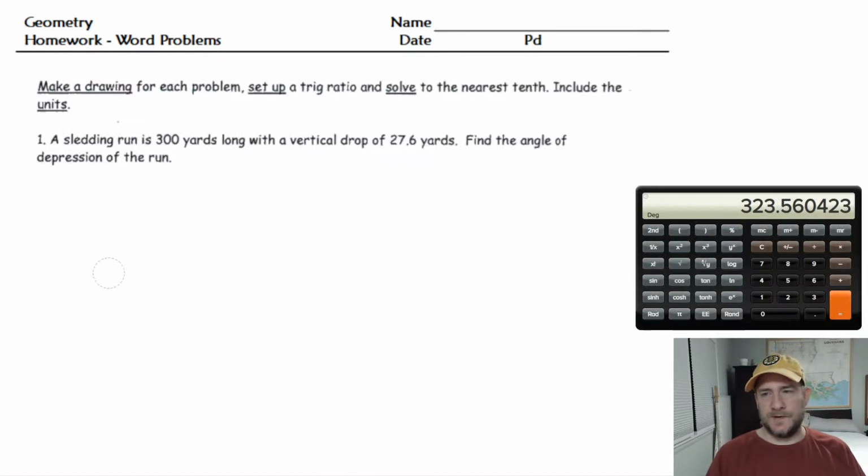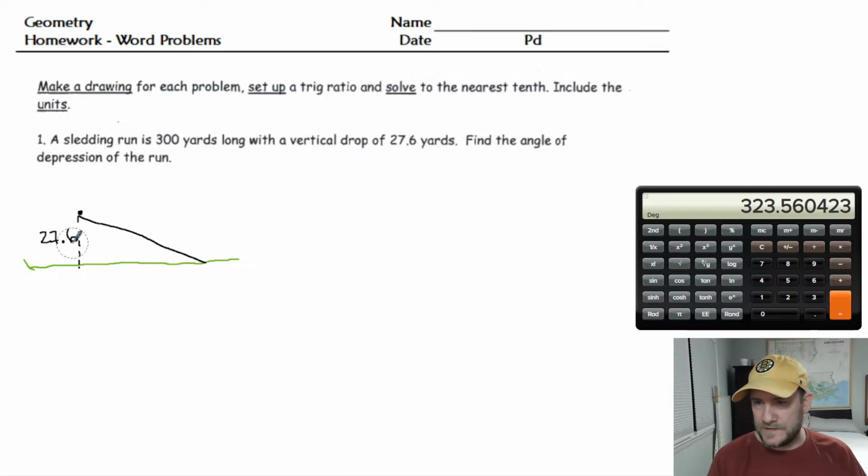So the sledding run, you can imagine sort of ground. Then you can imagine a hill. A sledding run is just a hill that you come sledding down. The 27.6 yards is going to be this distance that's measured vertically straight down from the top of the sledding run. So this dimension here is your 27.6. Yes, we can assume that this is on a right angle. You always measure things on a right angle.